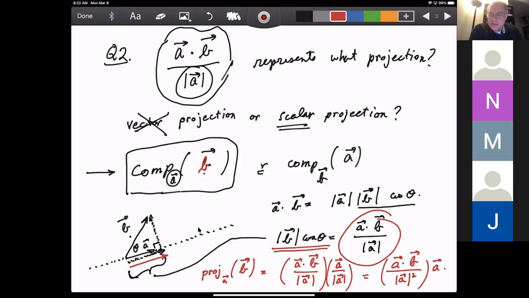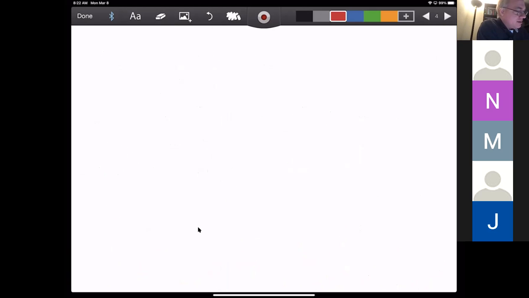All right, so question, what exactly does the vector projection tell us? Here's vector B, here's vector A.